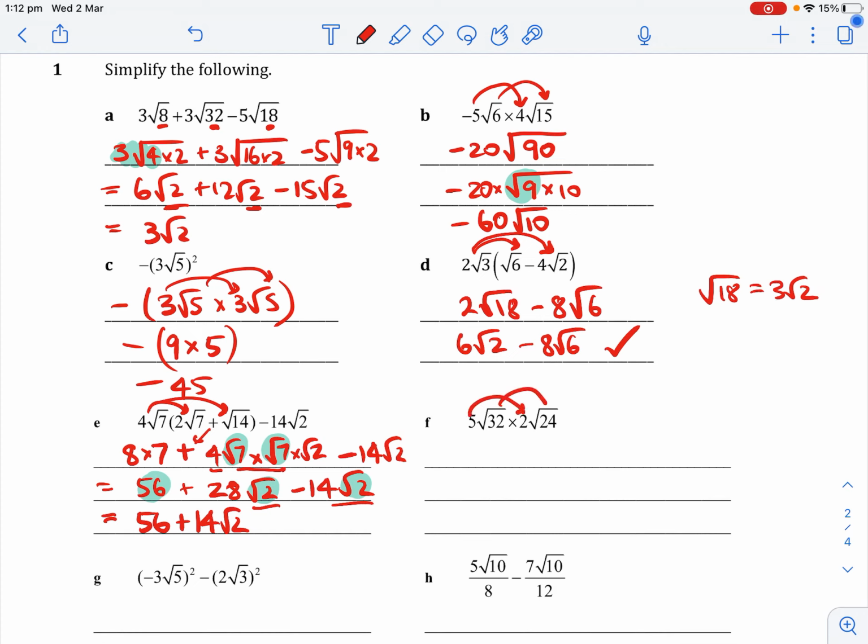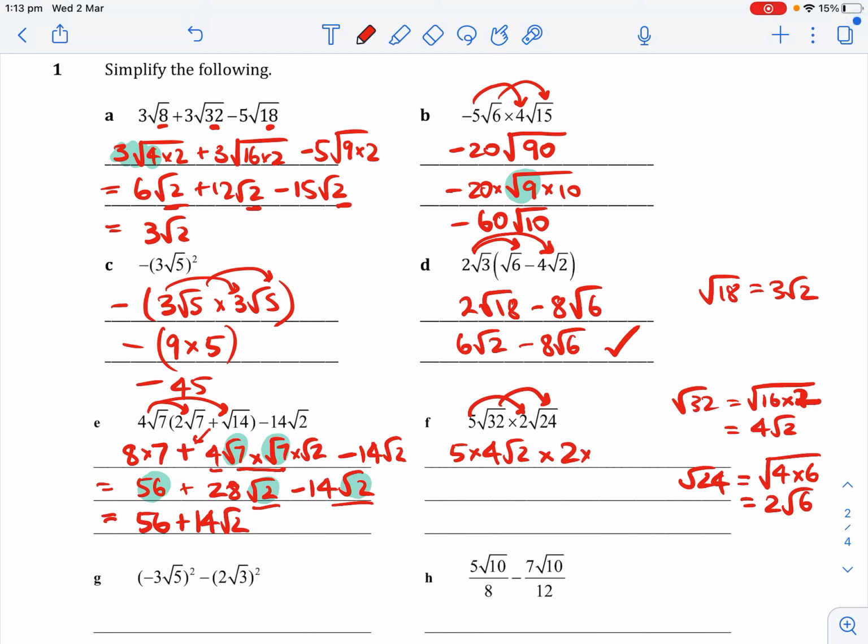Now I could times these and do 32 times 24, but that's going to give me a gross number that's too big for me to really think about, so I am going to simplify the surds first. Root 32 is the same as root 16 times root 2, which becomes 4 root 2, and root 24 is the same as root 4 times root 6, which becomes 2 root 6. So it's 5 times 4 root 2 times 2 times 2 root 6. And then times the whole numbers. 5 times 4 is 20, times 2 is 40, times 2 is 80.